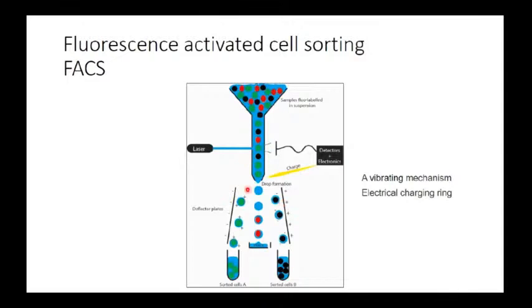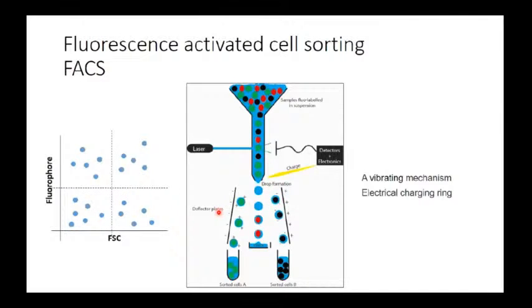Then the electrical charging ring will charge the cells as they pass through the laser beam. The detector will detect the fluorescence, and then the computer will charge the high fluorescence cells with a positive charge, for example, and the low fluorescence cells with a negative charge.